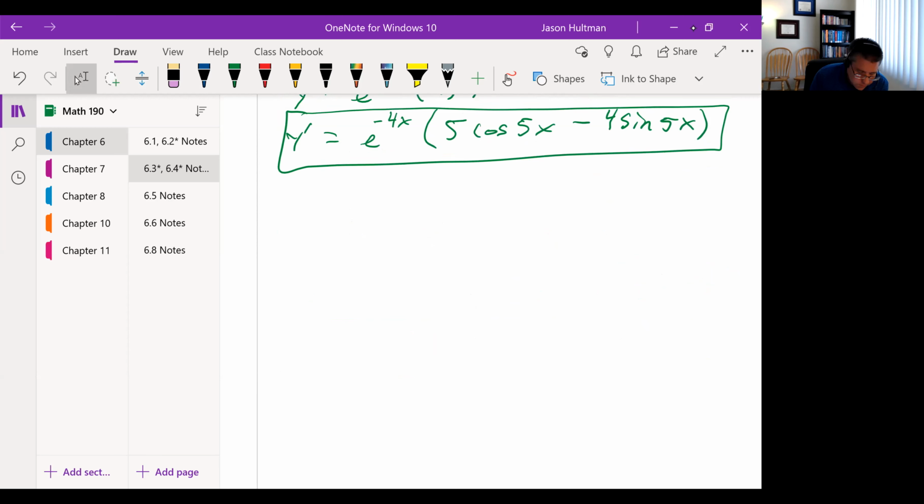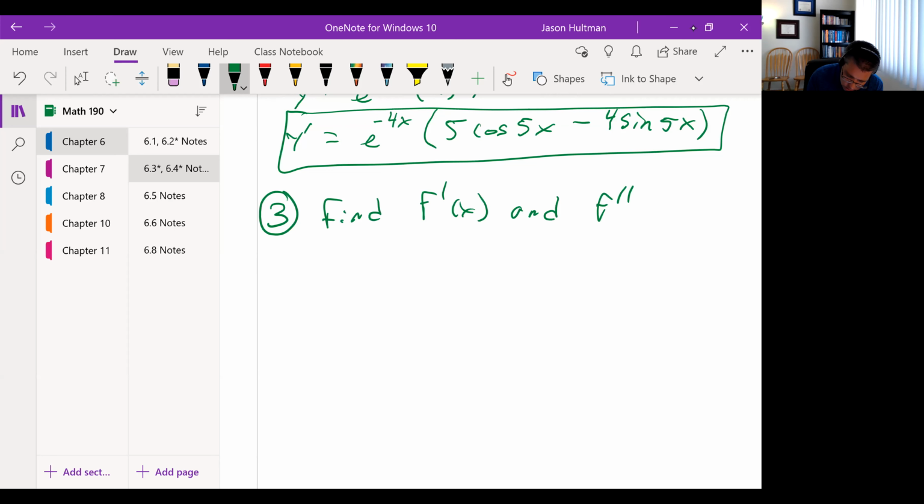Okay, number 3: find the first and second derivatives. Find f prime of x and f double prime of x of e to the 1 over x. Sorry, I should put f of x, to keep the notation the same. So f of x equals e to the 1 over x.